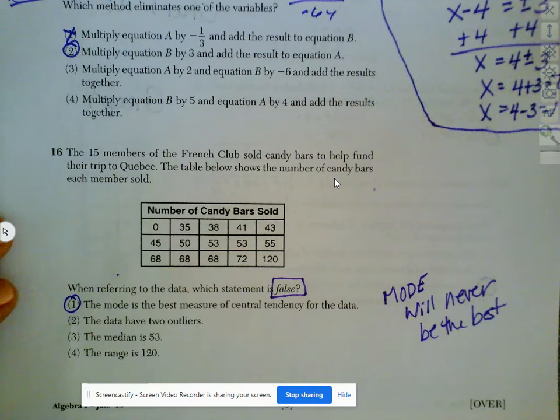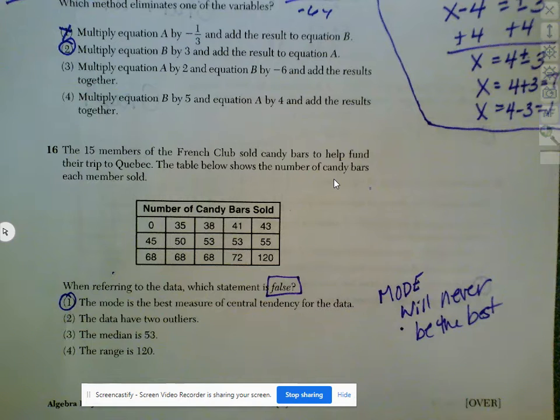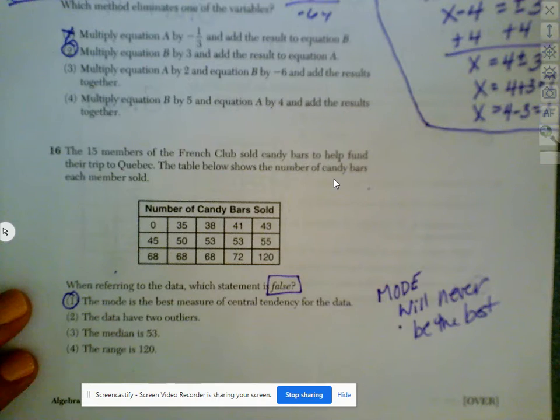The first one throws a red flag for us because it says the mode is the best measure of central tendency for the data. Mode will never be the best measure. Median or mean are the best measures. Mode is never the best measure. The rest you could calculate and you would find they are all true.